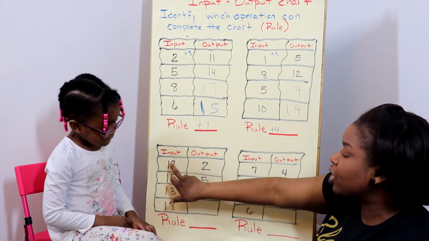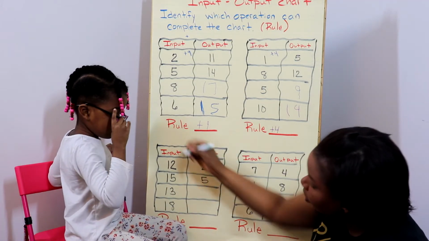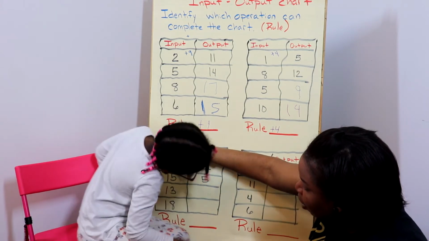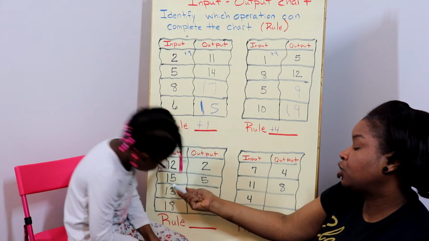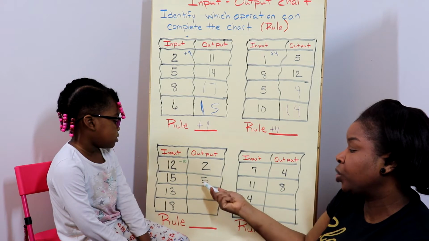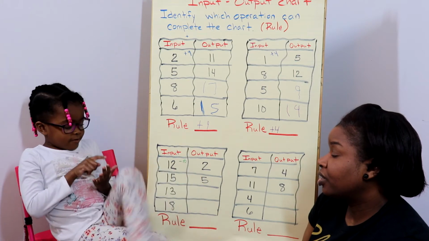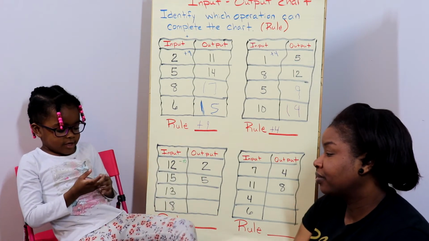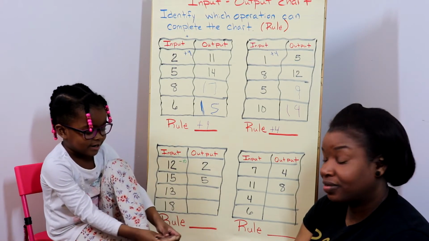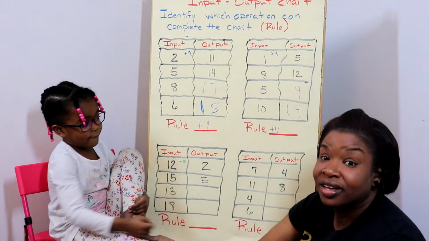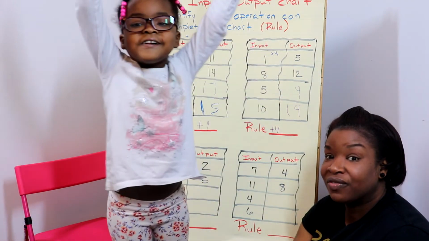So 12 take away 10 equals 2. So we're going to put, I want a different color, minus 10. Now we're going to see if that's the rule for all of them. So what's the next one? 15. Do you think 15 take away 10 is going to give us 5? Yes. You do? Okay. 1, 2, 3, 4, 5, 6, 7, 8, 9, 10, 11, 12, 13, 14, 15. Take away 5. Okay, go ahead. That's 10. Okay, so 15 take away 10 equals 5.